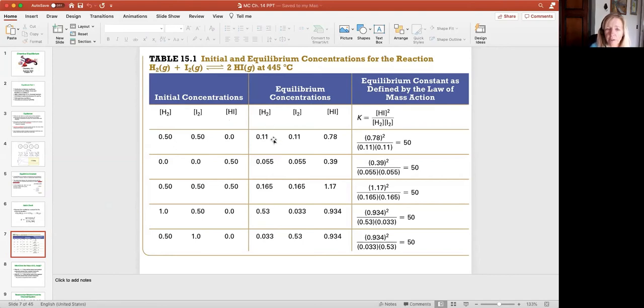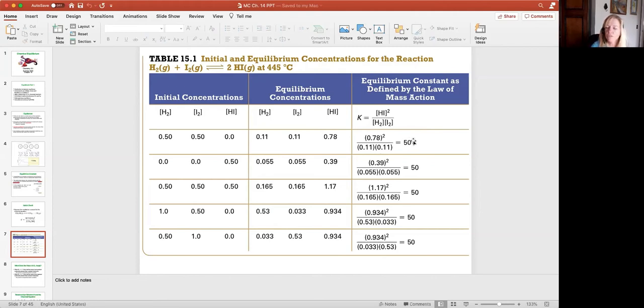And so if I had a way to measure my equilibrium concentrations, this is what it would look like. So I'd have 0.11, 0.11, and then 0.78. If I write my law of mass action, this is going to be fairly large, because what I see here is that, relatively speaking, I have a little bit lower concentrations of my reactants left and a lot of concentration of my products, so I would expect K to be relatively large. And it is here at 50. 50 is a large K.